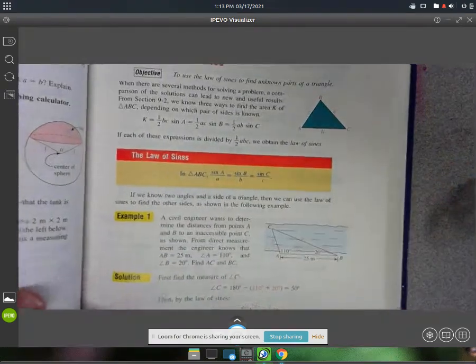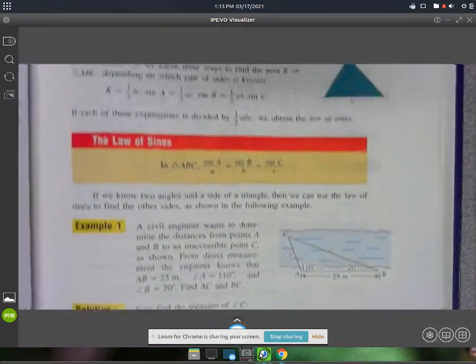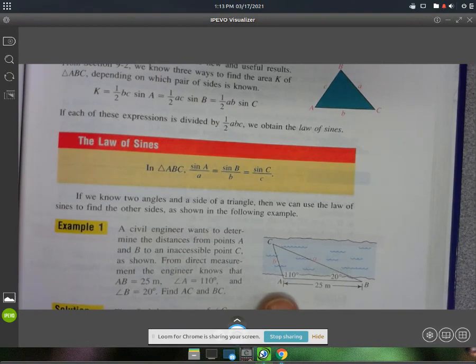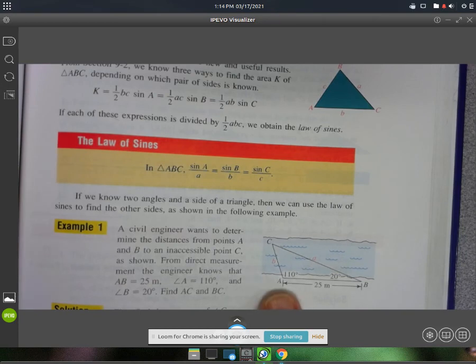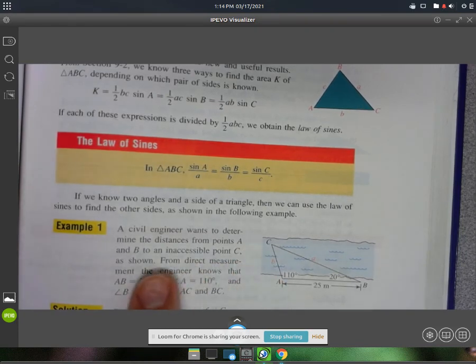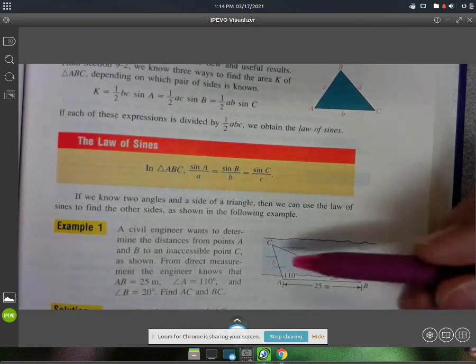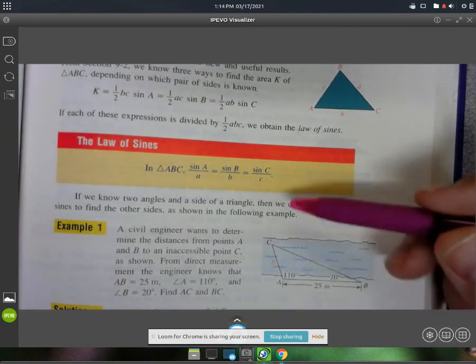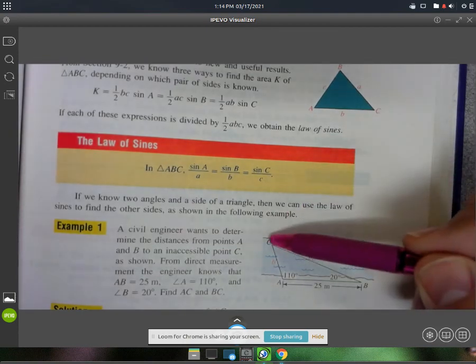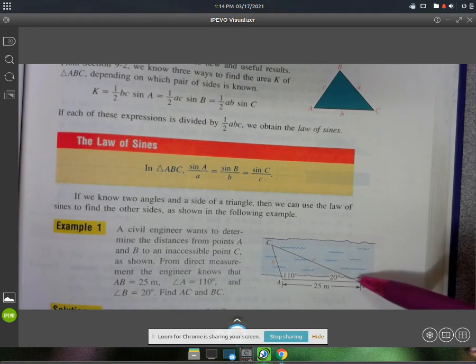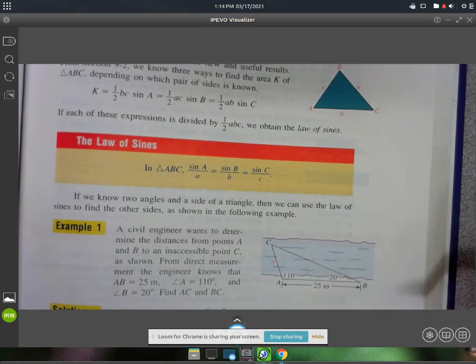So, example 1 from the book here. A civil engineer wants to determine the distances from points A and B to an inaccessible point C as shown. So I guess they're not able to come out and measure this directly because it's in the water. But this is a stationary point, and they want to know the distance from A to C, which is the side that's opposite B, and they want to know this distance as well from C to B. So it's not too bad.